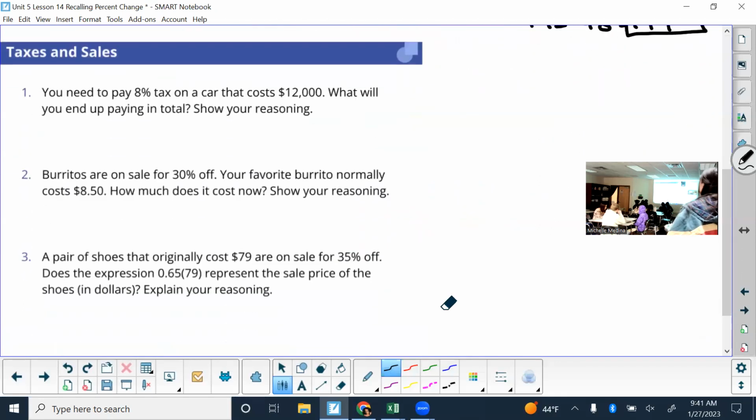All right, three more similar problems. Try these now. You need to pay 8% tax on a car that costs $12,000. What will you end up paying total? Burritos are on sale for 30% off. Your favorite burrito is normally $8.50. How much does it cost now? A pair of shoes that originally cost $79 are on sale for 35% off. Does this expression represent the sale price of the shoe in dollars? So I'll have you try those with your group and make sure you come to an agreement. I'll give you like 5 minutes.